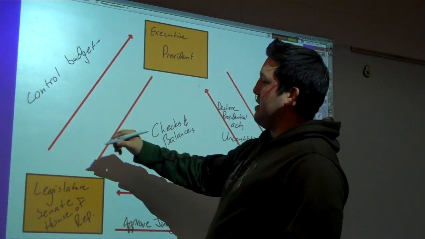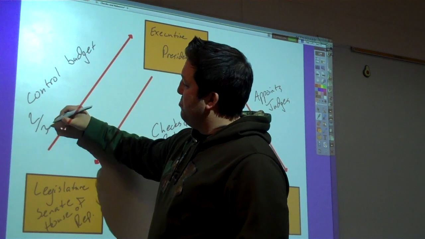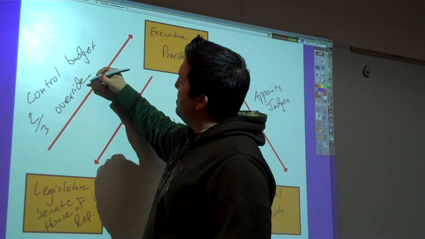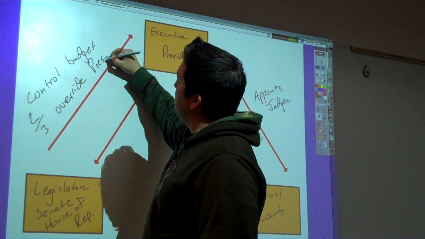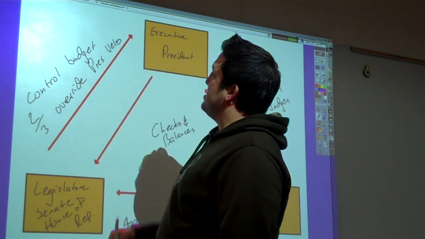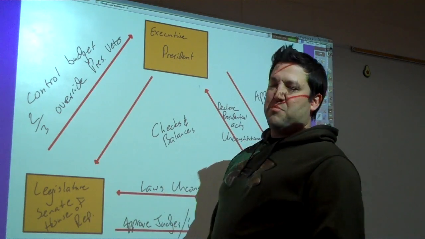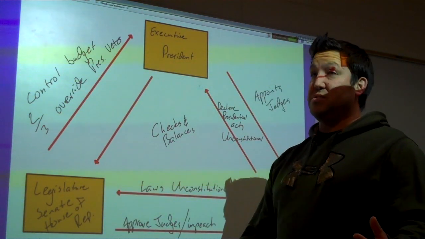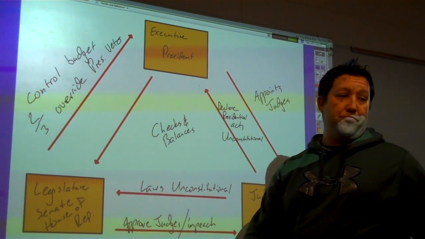The other thing Congress can do is they can do a 2/3 vote override of the presidential veto. So the president can say, you know what, I don't want that to be a law. No. Congress can come back and say, yeah, this is really important. We're passing it. It's a law.